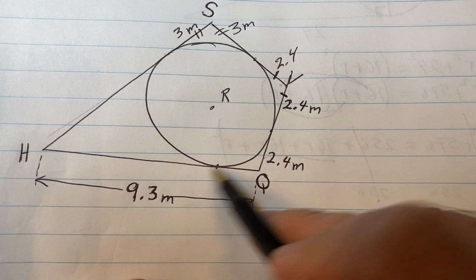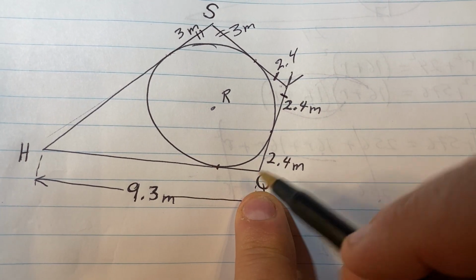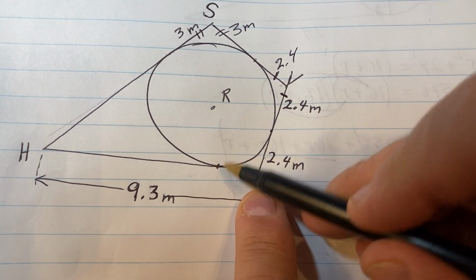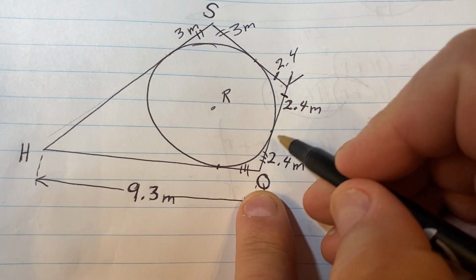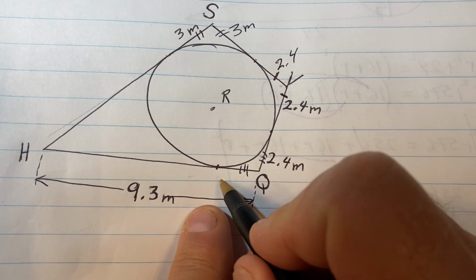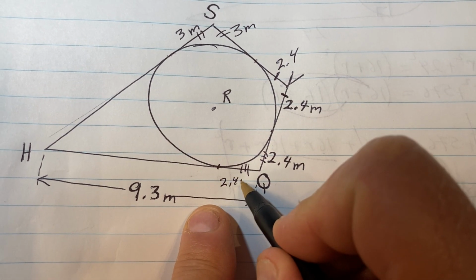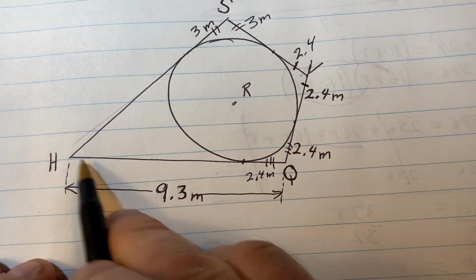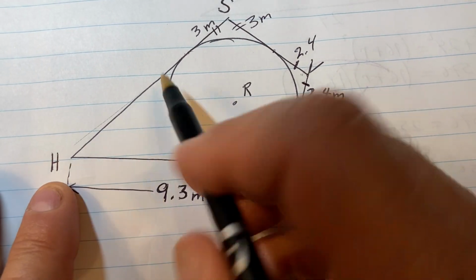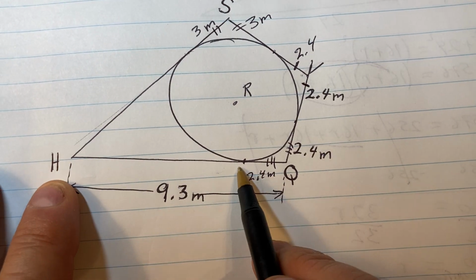Hey, these two tangents meet at a point outside the circle. That distance is the same as that distance. 1, 2, 3. 1, 2, 3. So if that's 2.4 meters, this is also 2.4 meters. This tangent meets outside the circle at H. That tangent also meets at H. So that distance and that distance are the same.